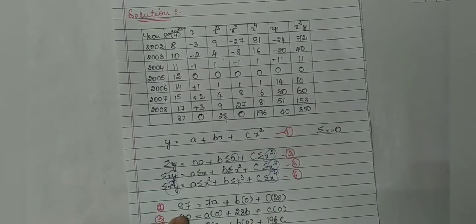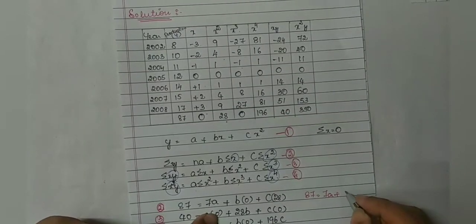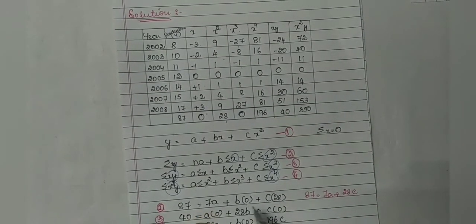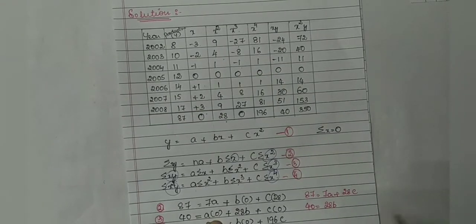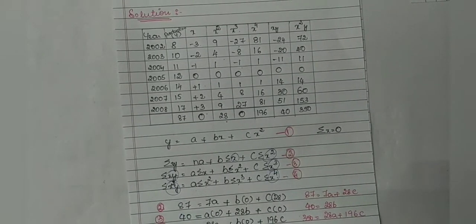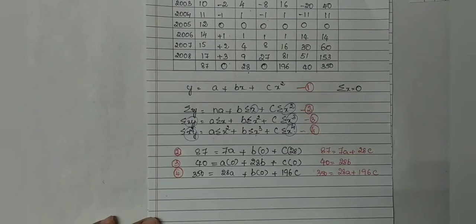So now let us simplify this. 87 is equal to 7a plus 28c. b into 0 is anyways 0, we did not take it. 40 is equal to 28b, that's it. Again a and c are multiplied with 0, so the answer will be 0, we did not write it here. Next 350 is equal to 28a plus 196c. So now we have to simplify the equations, isn't it?